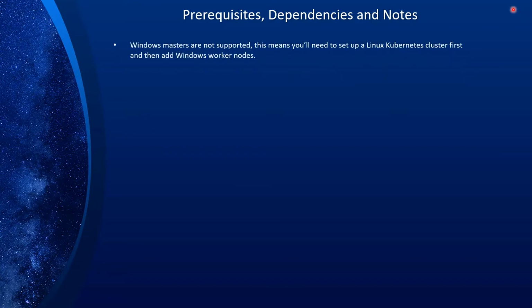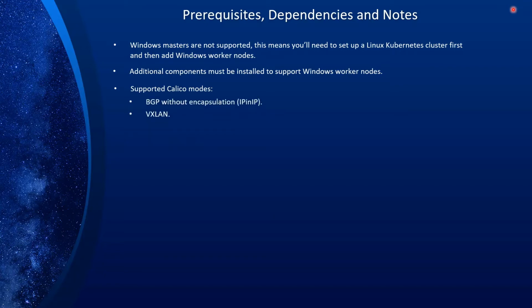First one is Windows masters are not supported. This means that we'll need to set up a Linux Kubernetes cluster first, and then join our Windows nodes to it. The second note is additional components must be installed to support Windows worker nodes. So be prepared. It's a little bit more involved than setting up a purely Linux-based Kubernetes cluster. And the last one is not all Calico modes are supported. We are limited to BGP without encapsulation or VXLAN.